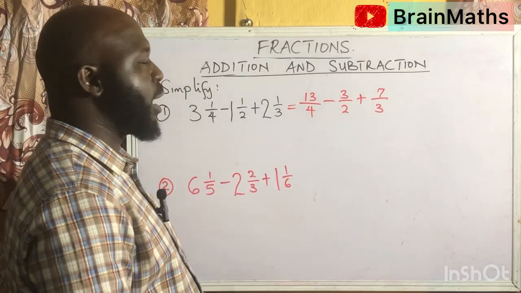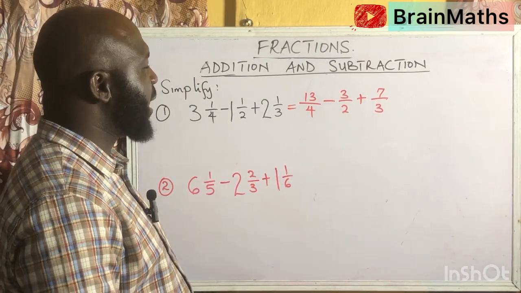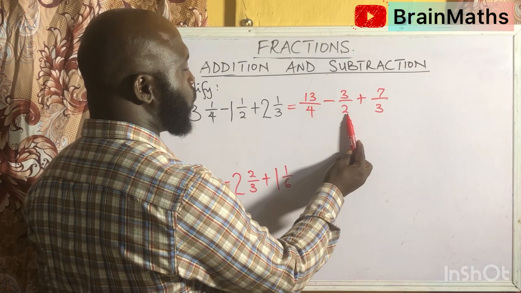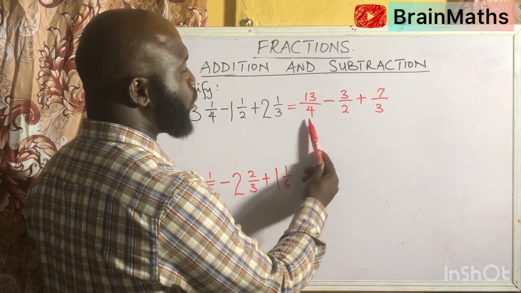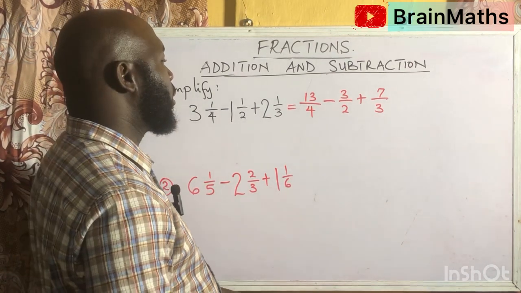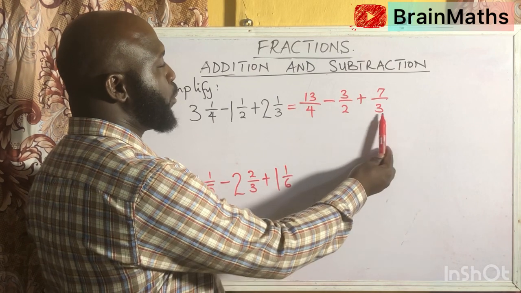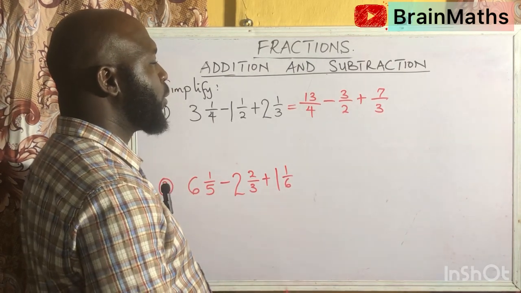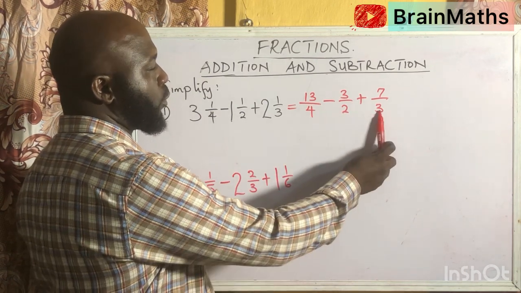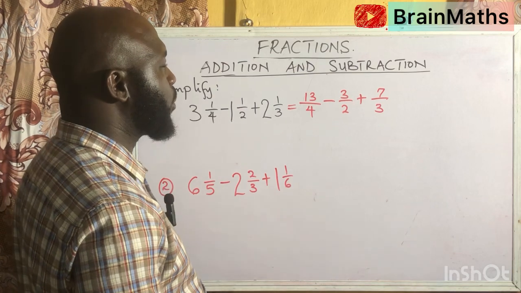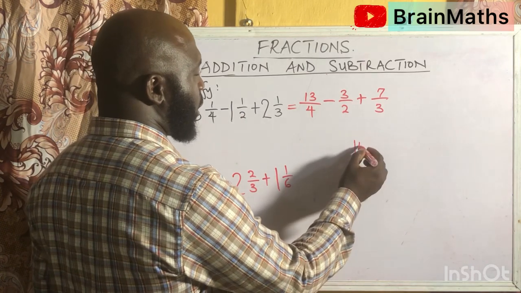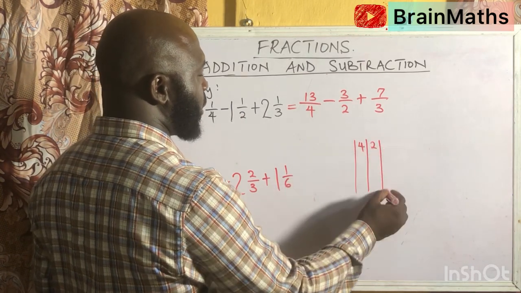Having taken them to their improper form, the next is to find their LCM. We want to find the LCM of 4, 2, and 3. If it is possible for us to get one out of the 3 that is big enough to be the multiple of the other ones, that is, can 2 go in 4 or 3 go in 4? Since that is not possible, then we find their LCM by using the method I showed in the previous lesson.